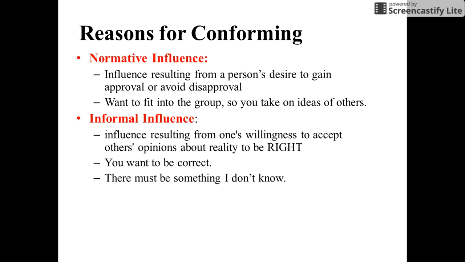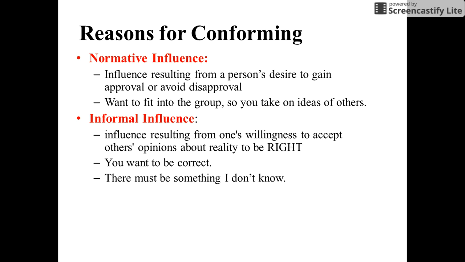Two things that they found through this study is there's two reasons that people conformed that they basically stated of why they conformed: normative influence and informational influence. So normative influence is influence resulting from a person's desire to gain approval or avoid disapproval. So people wanted to fit into the group, so they take the others' ideas. So you don't want to be seen as potentially different, so you want to fit in, so you conform.